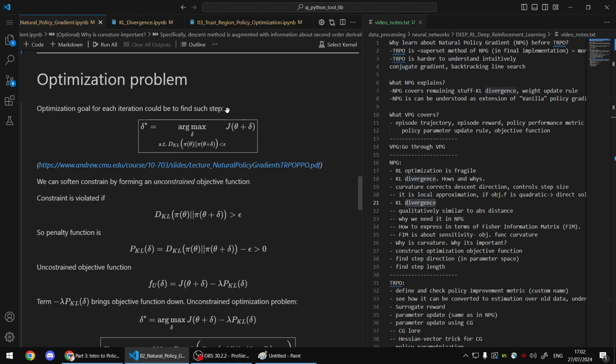And the main rule is such that we want to nudge this policy, its parameters, in the proper direction. This direction should maximize the performance metric, but this increase in performance should not be very big. We should limit it by our KL divergence.